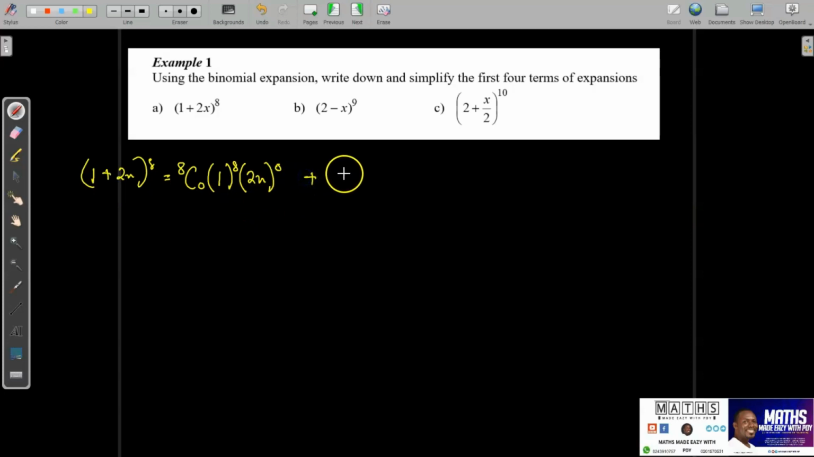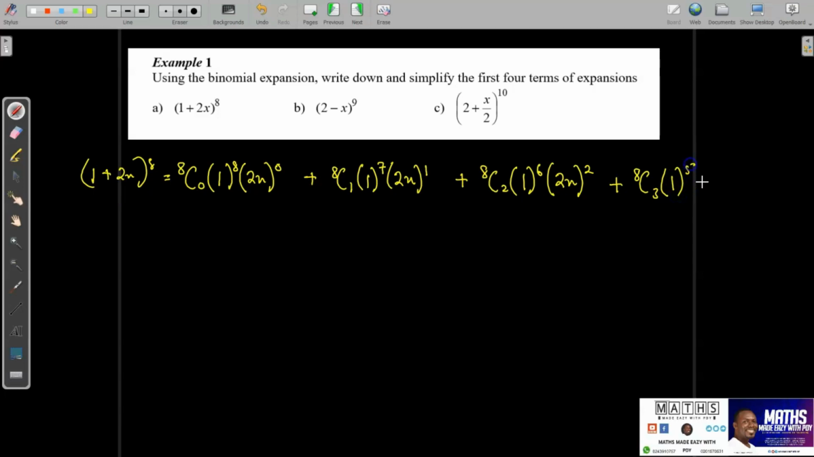Second term will be what? 8 combination 1 by 1 to the power 7, then 2x to the power 1. Third term will be what? 8 combination 2 by 1 to the power 6, times 2x to the power 2. Fourth term. 8 combination 3 times 1 to the power 5 by 2x to the power 3.